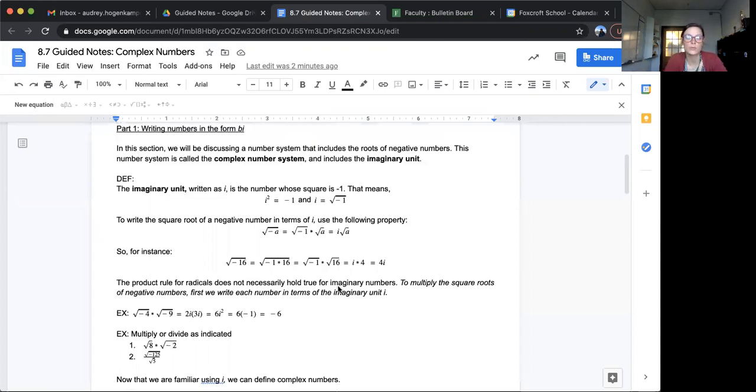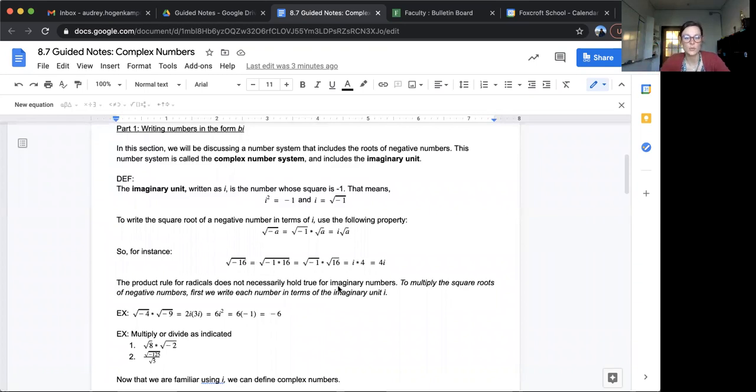In this section, we will be discussing a number system that includes the roots of negative numbers, something that you probably didn't even know existed until right now, which is cool. This number system is called the complex number system and includes the imaginary unit. Sounds exciting. The imaginary unit, written as i, is a number whose square is -1. So this is probably counterintuitive to anything you've ever learned about squares, but here we are.